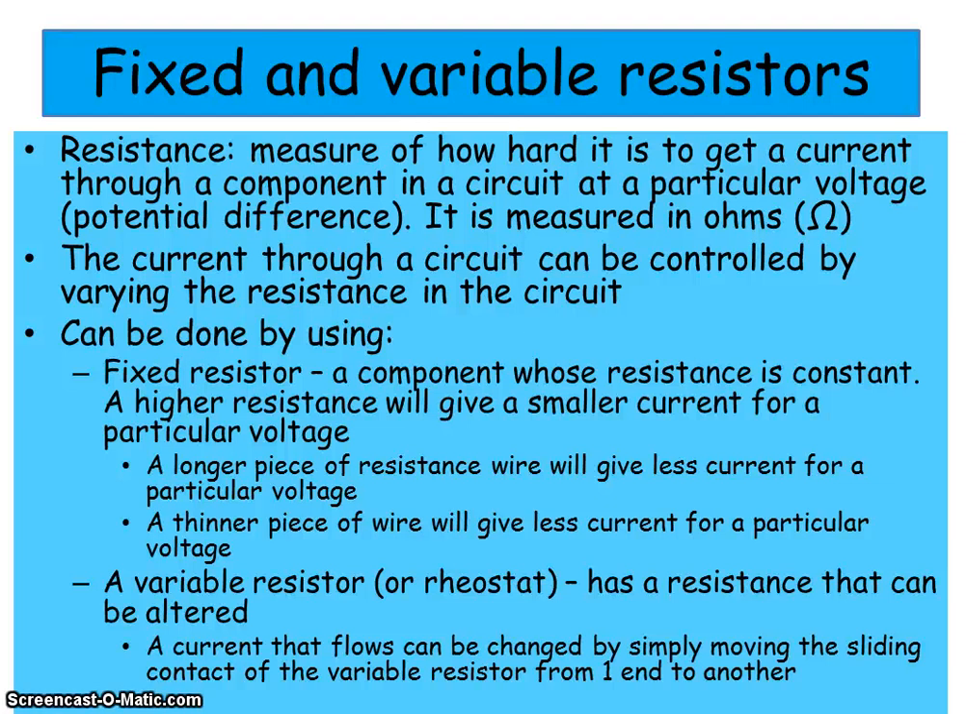However, if we look at a variable resistor, or something called a rheostat, that has a resistance that can be altered. The current that flows can be changed by simply moving the sliding contact of the variable resistor from one end to the other. So if I decided to half close the door while you were walking out, and then quarter close it, and then maybe open it out again, I am offering variable resistance to you trying to get out of the classroom.